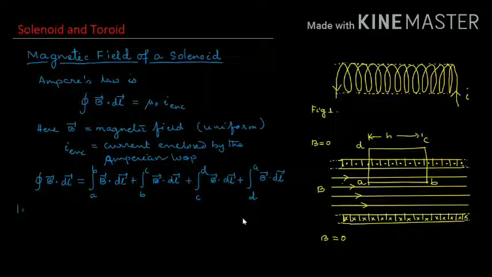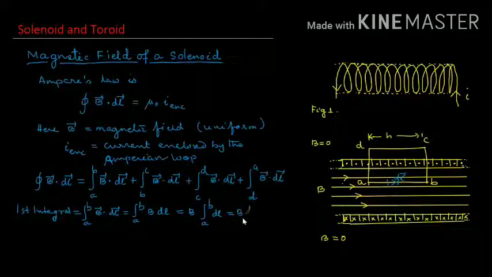So the first integral, that is the integral from A to B of B dot dl. B and dl are along the same direction. We take dl along AB, and the magnetic field is also along AB. So the angle between B and dl is 0 degrees, that is, B and dl are parallel. So the integral from A to B of B dl cos 0 degree, cos 0 is 1. B is constant, so it is taken outside the integration. So the integral from A to B of dl is equal to B into h, where h is the length AB.